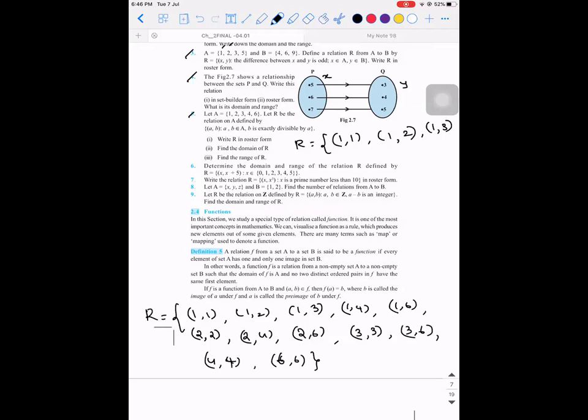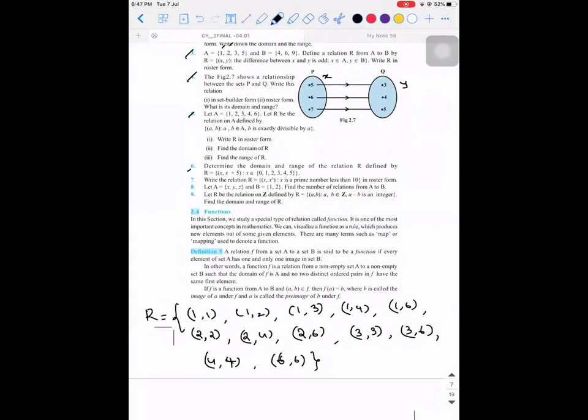Find the domain of R. Domain is 1, 2, 3, 4, 6, the whole set. What is the range? Range is also 1, 2, 3, 4, 6. Okay. Next.